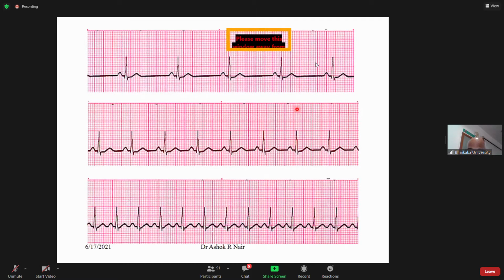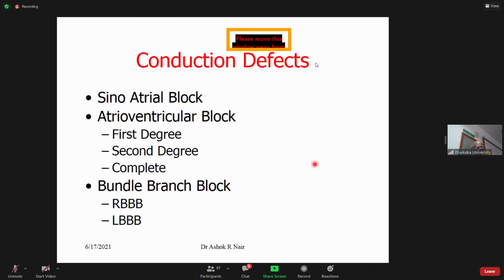If you take a 10-second strip, the number of peaks in that 10-second strip into 6 will give you the heart rate. If the rhythm is irregular, to find the rate, you take a 10-second strip and multiply the number of peaks by 6. If it is a 6-second strip, multiply it by 10. Clear? Okay. Let's go forward.